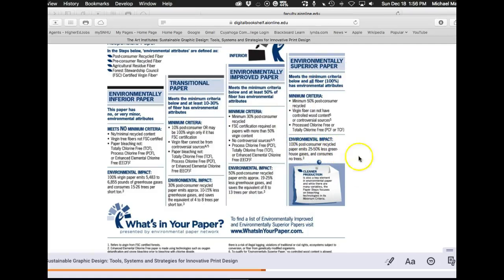Right there, in a nutshell, is your formula for saying, okay, I'm going to be using recycled paper for my brochure. Well, tell us what kind of recycled paper. Then tell us the content of post-consumer recycled fiber. Tell us what percentage of wood content is in there, or controversial sources. Talk about the process for chlorine-free printing and paper manufacturing, and then talk about the environmental impact.